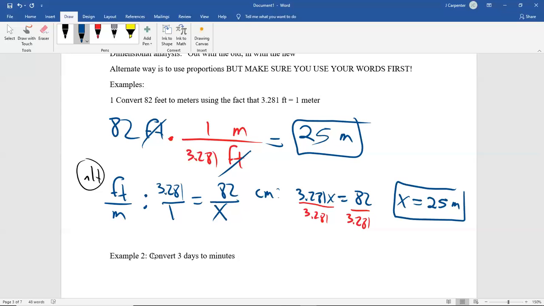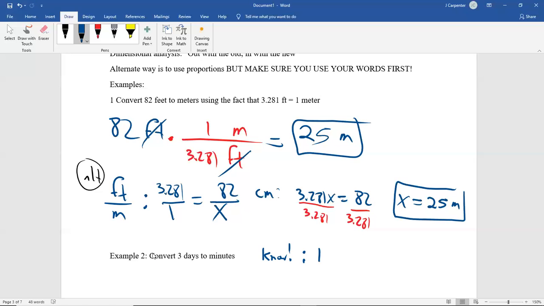So again, you have to know that. You really got to know, well, how many days are there? Well, we're going to minutes. So if we said, well, there's 365 days in a year, that would not be helpful for us because that's going to a larger unit of time, going from days to years, when we're supposed to be going to a smaller unit of time than days. So we got to make sure we're working in the right direction.